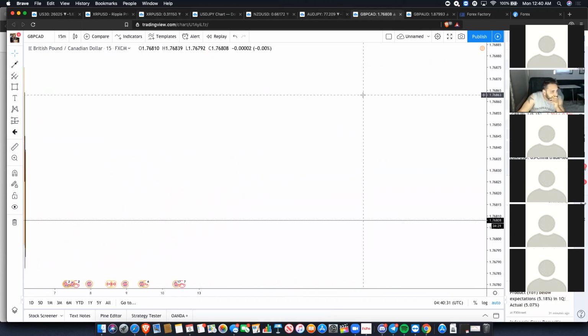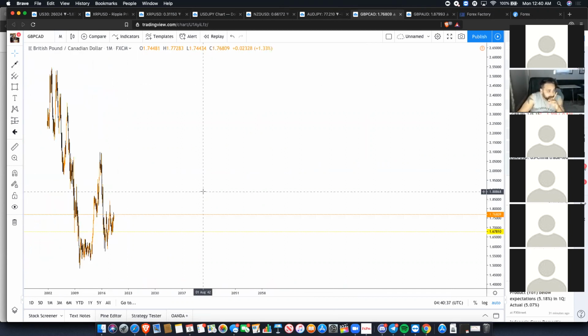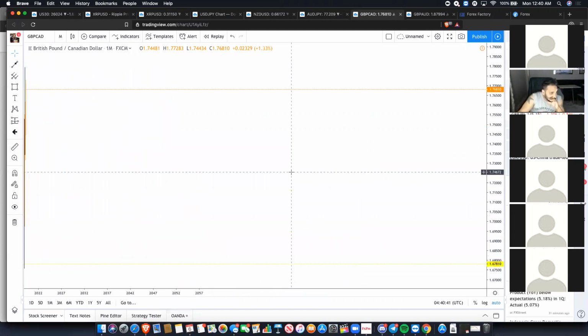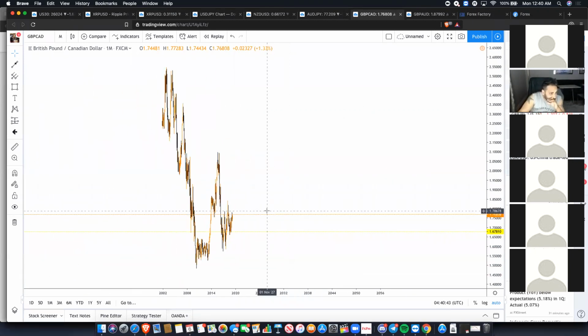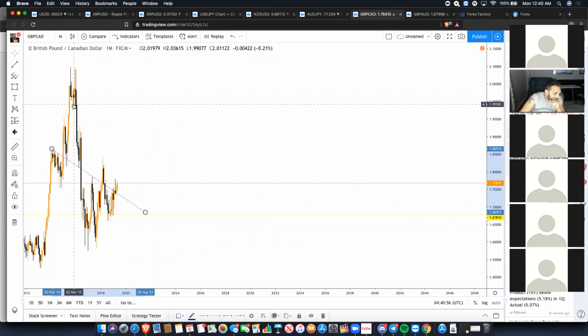GBP CAD, man, it looks good. Yo, I want you to look at the monthly and look at it's at a super high level, at a super high range. I think this thing's gonna tank. And we've been waiting on GBP CAD for a while. Arthur in Michigan, this guy loves GCAD. That guy gets frustrated with it because he'll catch it to the downside and then she'll whiplash on him.